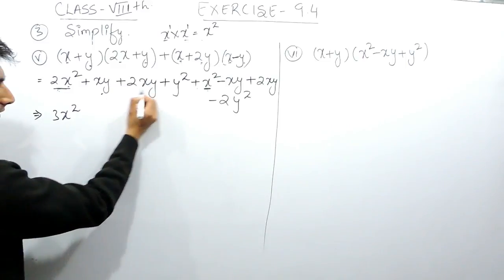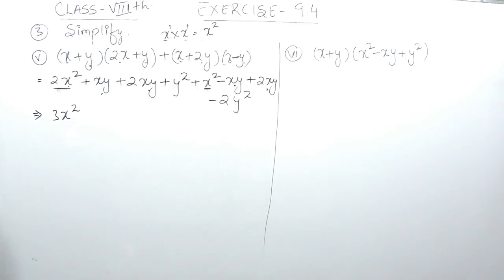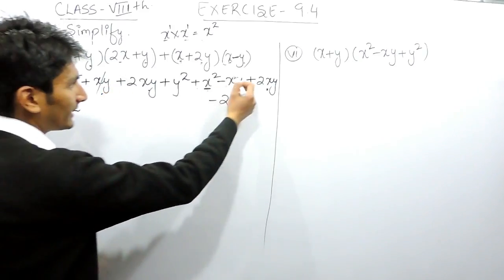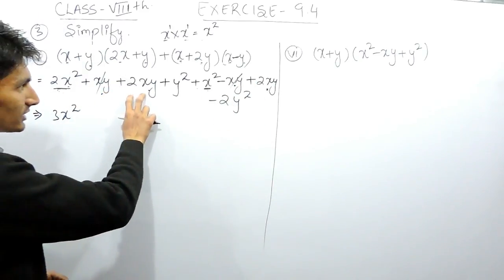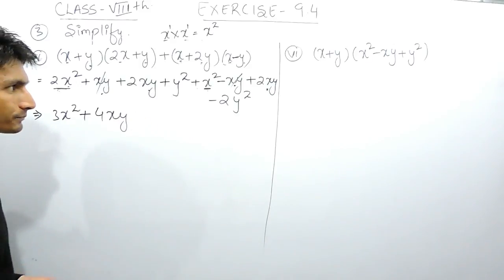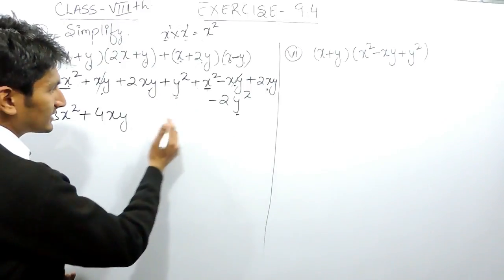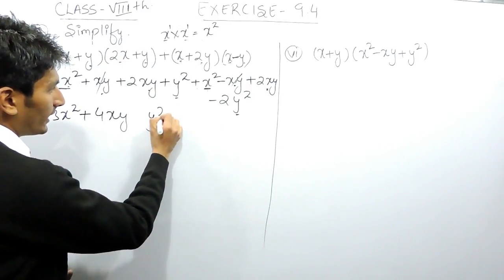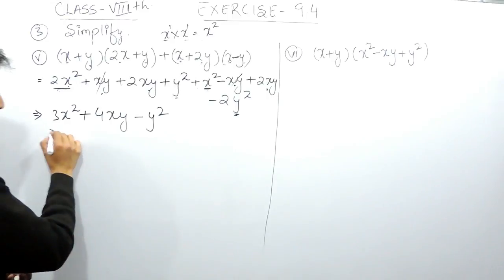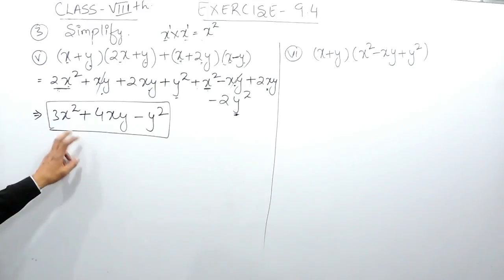Similarly, this is xy, this is xy, this is xy, and this is xy, so all these four terms are like terms. This is plus xy, this is minus xy, so these two cancel, plus and minus cancel. This is plus 2xy, this is also plus 2xy, so this will give us 4xy. Now y square and y square are like terms, so plus and minus gives minus. So 2 minus 1 is y square, and the sign will be negative because the greater value has the negative sign. So this will be the answer.